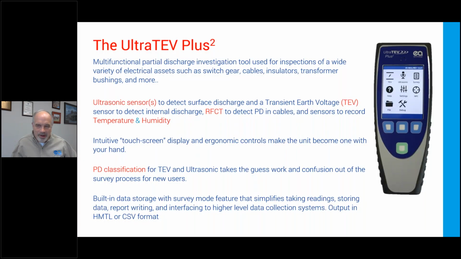So I'll talk a little bit about our instrument and some of its features. Not that I'm trying to sell you on it. There are other instruments, but it's kind of hard to talk about how we're going to do these tests without talking about the features of the instrument. We have ultrasonic detection, TEV detection, RFCT detection, and radio wave, UHF detection, all built into an instrument. It also detects temperature, records temperature and humidity, so you can get nice repeatable tests. And it also has some built-in classifiers to help us detect stuff in the field that we may not be able to do after one webinar.